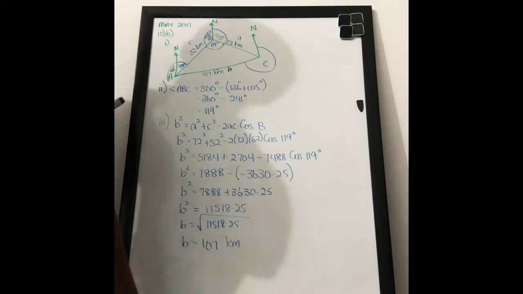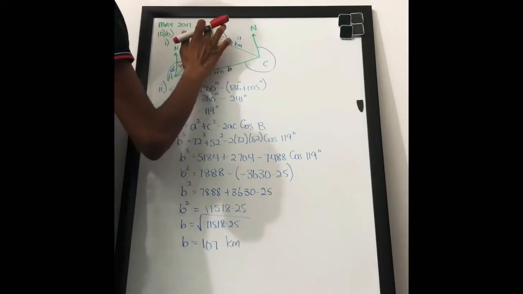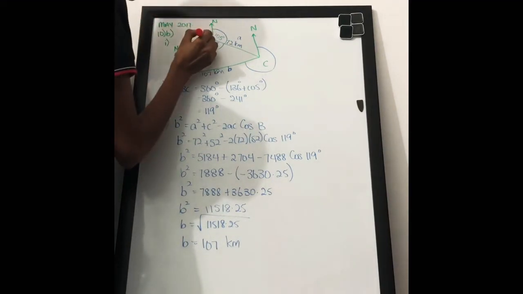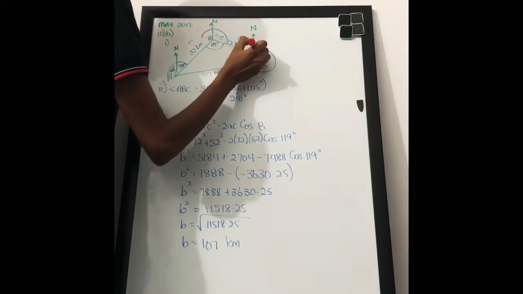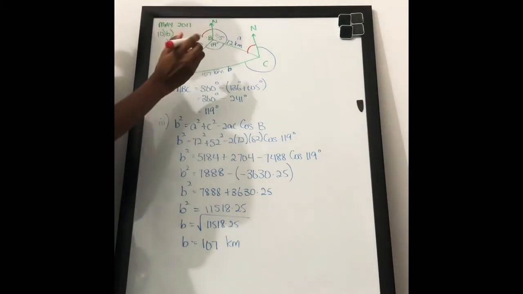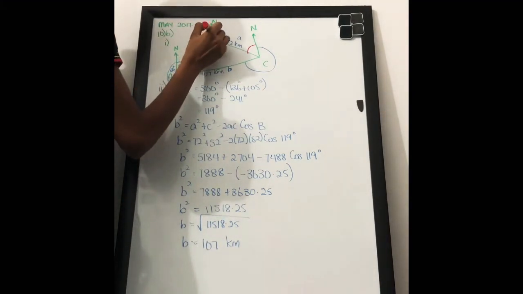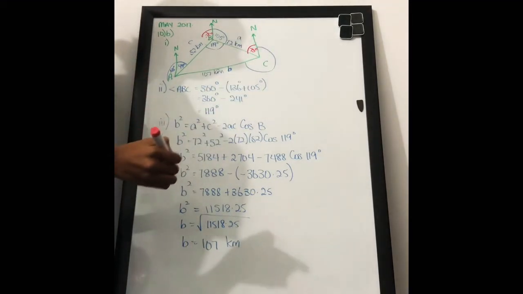Okay, let me just take off this 136 here to make things a little less confusing. Now if we extend this line here, this angle formed here is supposed to be the same size as this angle here. So 180 minus 105 would give us 75 degrees. Therefore here would be 75 degrees.